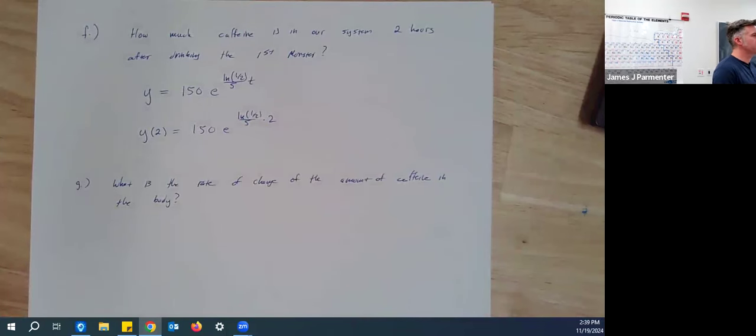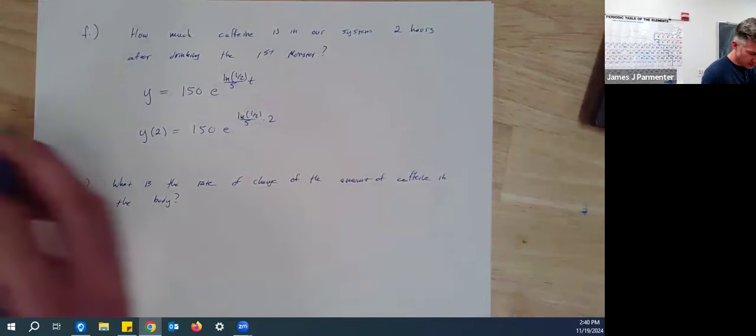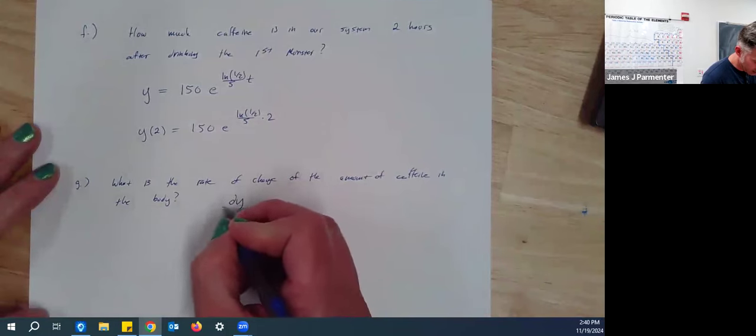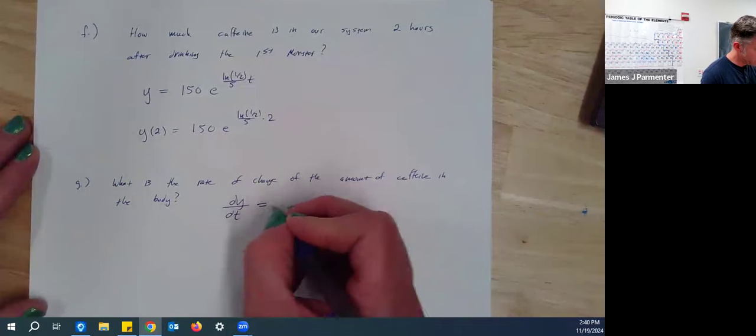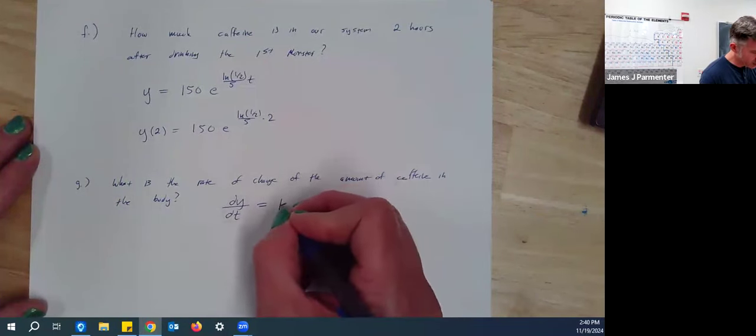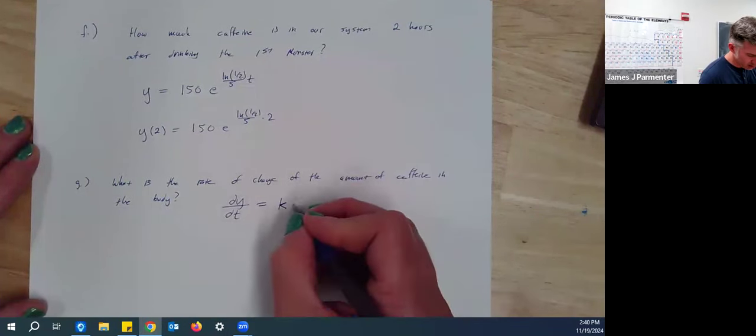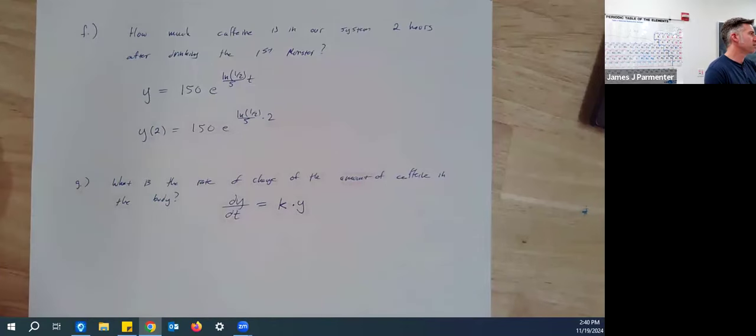There are two ways to do this, but I feel like there's one way that you're meant to do this kind of question. So here's what I'm going to do. I'm going to remind you all that the rate of change of caffeine in the body is proportional to the amount of caffeine in the body. Literally the words that were written in the problem.